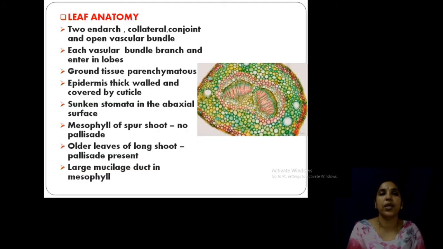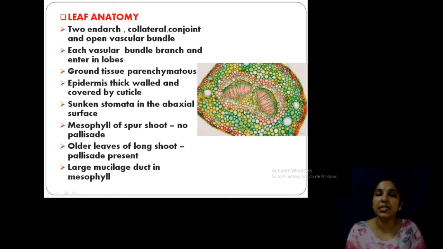Now look into the leaf anatomy. We already know the leaf has a bilobed structure, is bipartite, has distinct reticulate venation and is petiolate. Looking into the leaf anatomy, you can see parts like epidermis, mesophyll and the vascular bundle region. There are two endarch, collateral, conjoint, open vascular bundles, and ground tissue. The ground tissue is parenchymatous; you can call it mesophyll tissue.